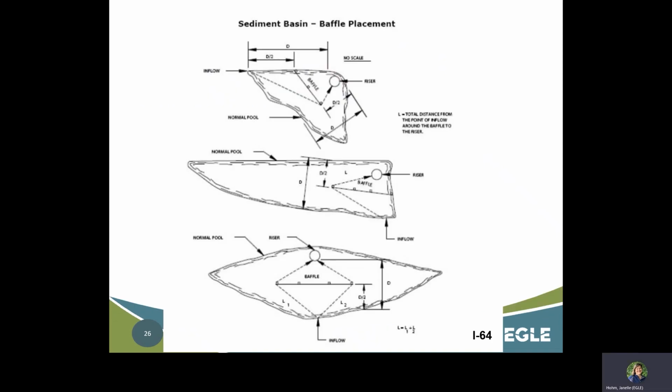The formula for basin dimensions specifies that the length should be 4 times the width. But the developer may want a more aesthetically pleasing pond for the development. Or in some cases, site conditions don't allow for the ideal basin shape. We may need to use baffles to increase detention time. There are numerous configurations. The objective is to give the sediments time to settle out.